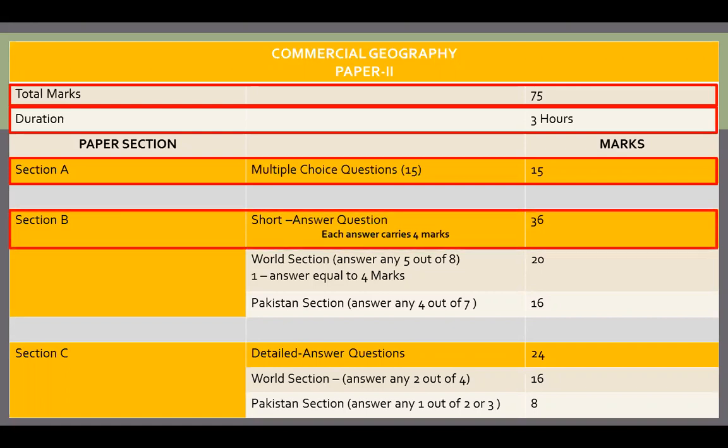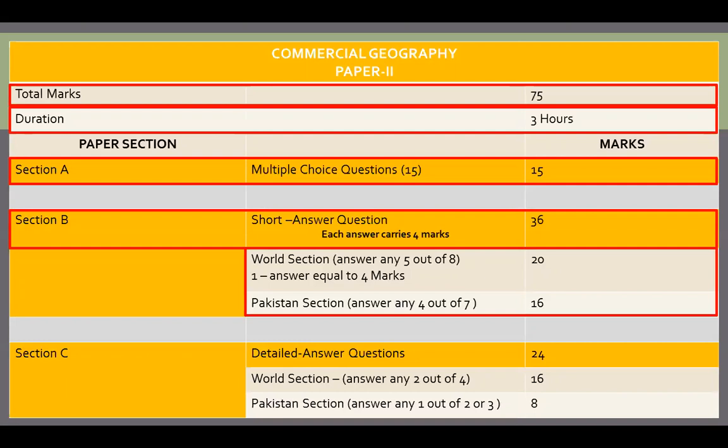Then we have section B. Section B is the short answer question section, and it carries 36 marks. Each answer carries 4 marks. In that section, the world section and Pakistan section are again segregated. In the world section, a student has to answer 5 out of 8 questions, and it carries 20 marks. In the Pakistan section, answer any 4 out of 7 questions, and it carries 16 marks. The total of 20 and 16 is 36 marks for section B.